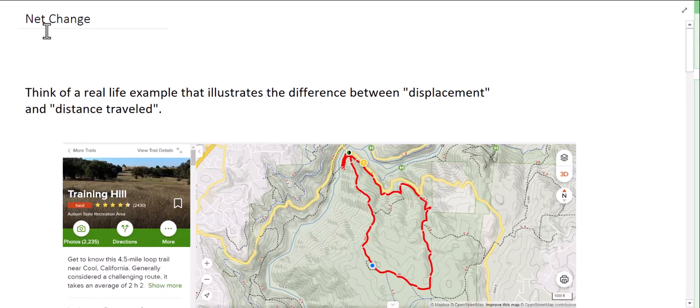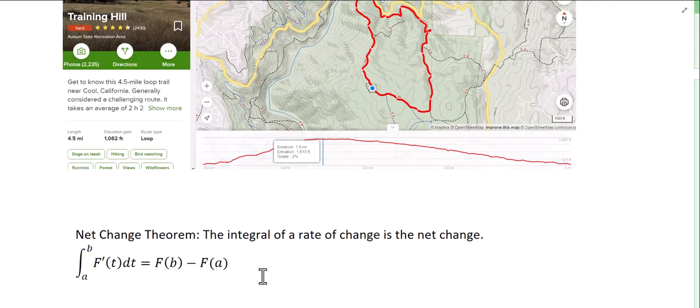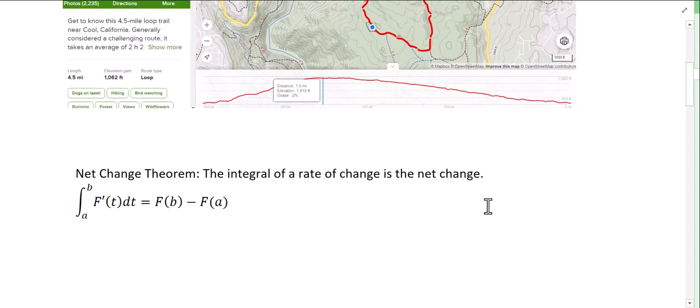And so this is where the net change theorem comes in handy. What the net change theorem essentially tells you is that the integral of a rate of change is the net change. So let me write that out. And using the fundamental theorem of calculus, we can write it using this definition. So the net change theorem, essentially the integral of a derivative, of a rate of change, gives you the net change. So essentially the fundamental theorem of calculus is giving you the net change.